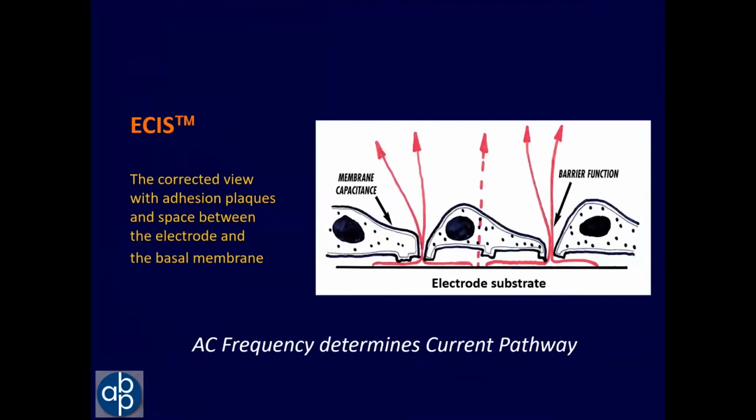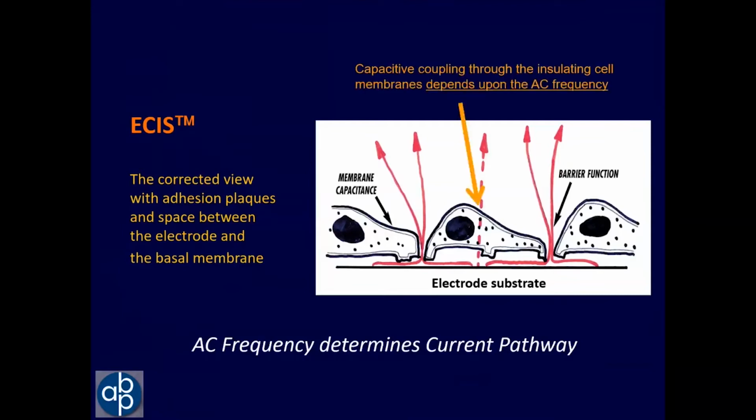But notice there's a dotted line also here. And that's to indicate, because this is an AC, not a DC measurement, we can couple through the insulating cell membranes by charging and discharging the membranes as the current oscillates back and forth. And this capacitance that we monitor through the insulating cell membranes depends upon the AC frequency. And that is very important, so I'll circle it here, when one is studying the behavior of cells electrically using impedance from an AC measurement, because it will depend on the frequency.